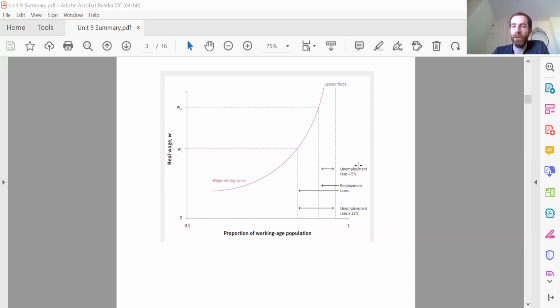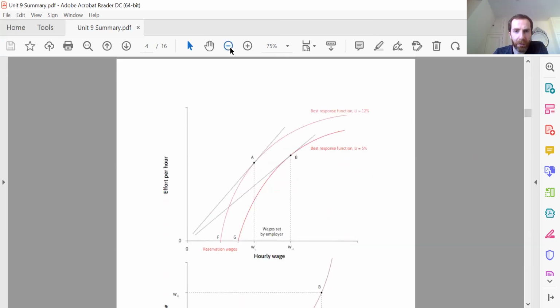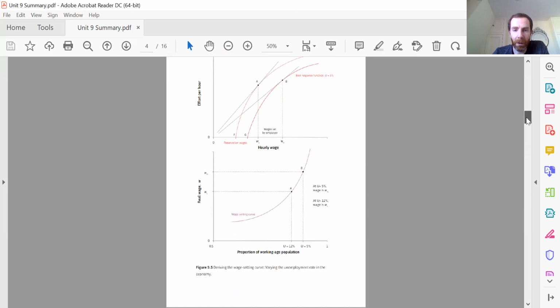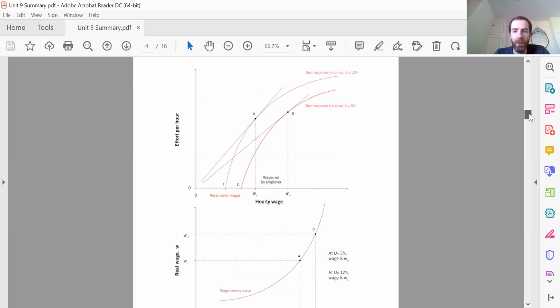But in order to understand the shape of this wage setting curve, what we need to do now is actually talk about where does it come from, or how can we explain where it comes from? And I believe that's what we're going to go on to next. So let me zoom out even more on this so we can see both the top and the bottom here. All right. Actually, let me zoom back in just to look at the top in a little bit more detail.